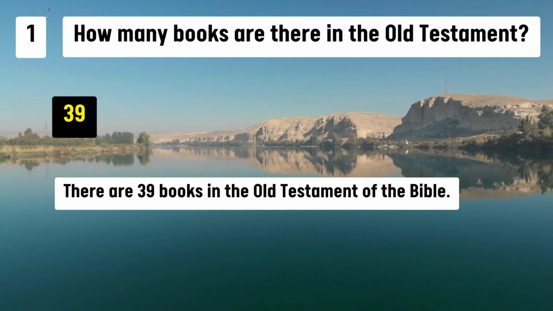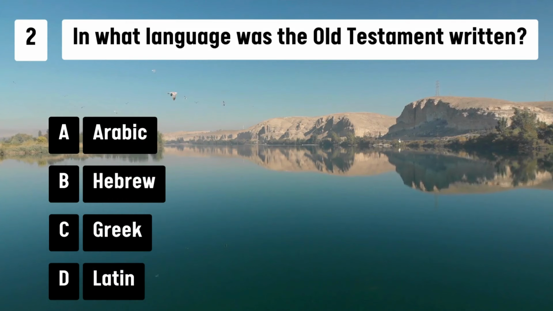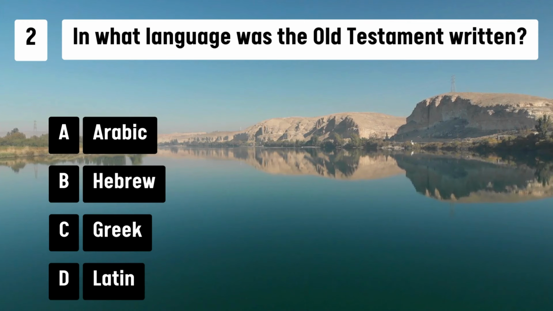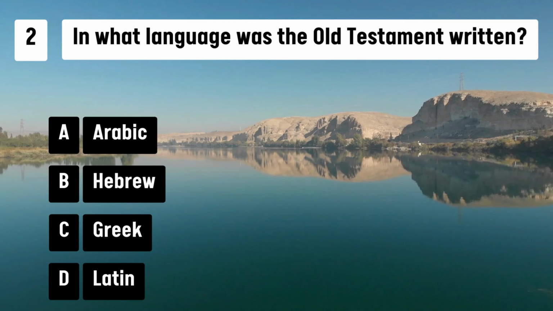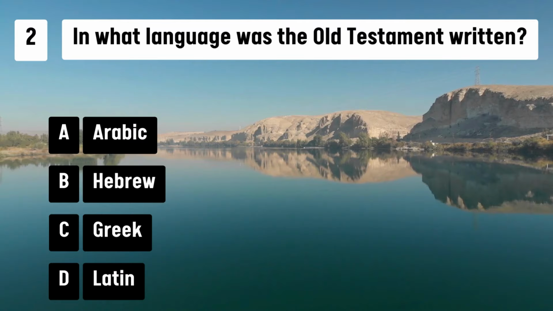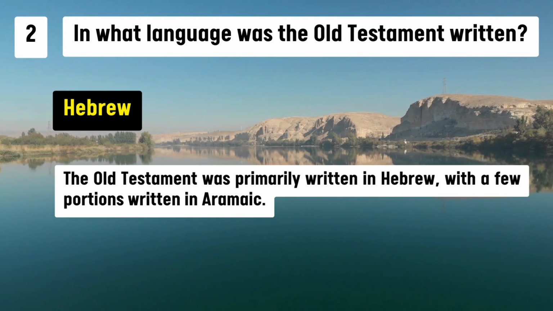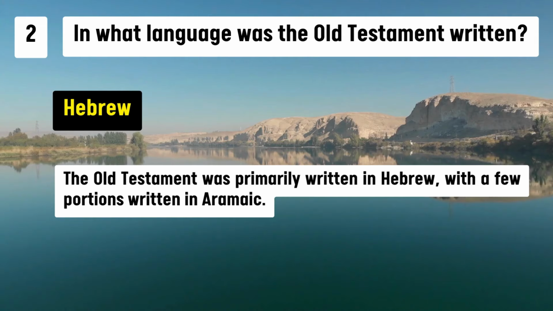Question 2. In what language was the Old Testament written? Arabic, Hebrew, Greek, Latin. The answer is Hebrew. The Old Testament was primarily written in Hebrew, with a few portions written in Aramaic.